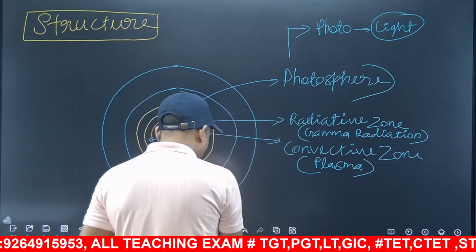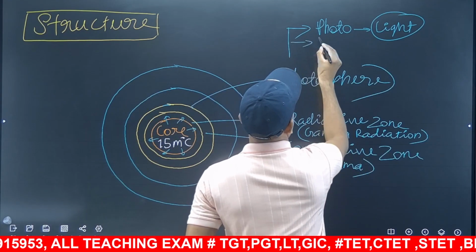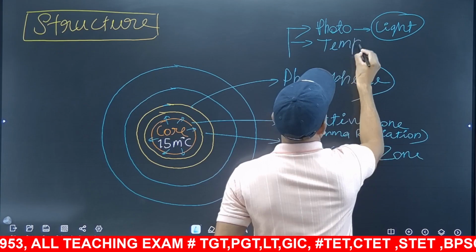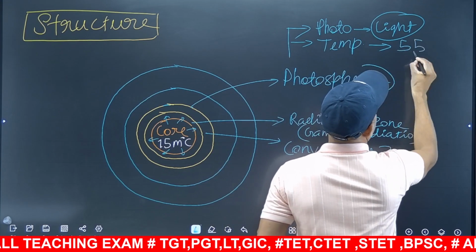The temperature of this photosphere is around 5500 degrees Celsius.